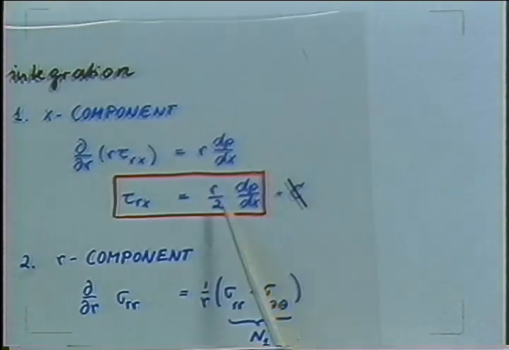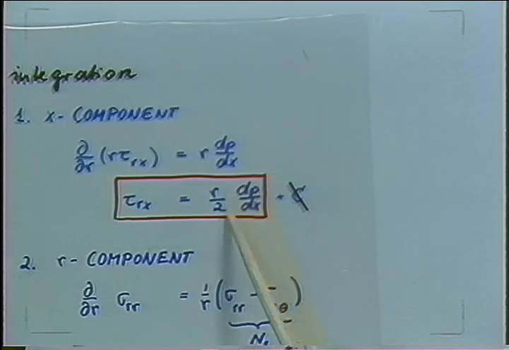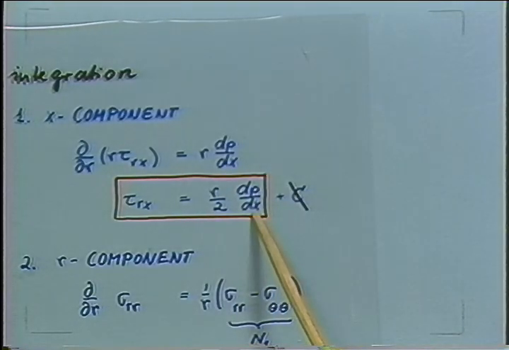The shear stress increases linearly with the radius, and the pressure gradient is really negative because the pressure decreases in flow direction. So the shear stress is negative.